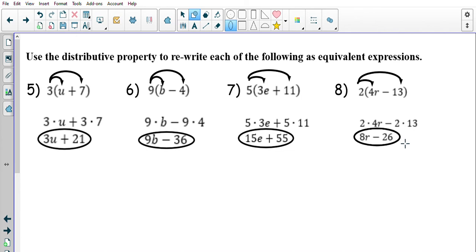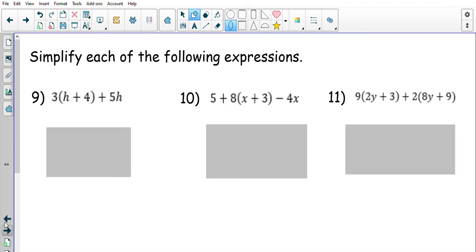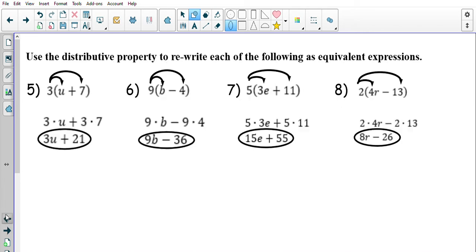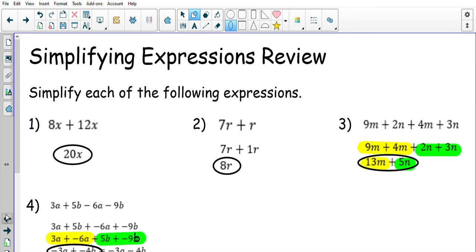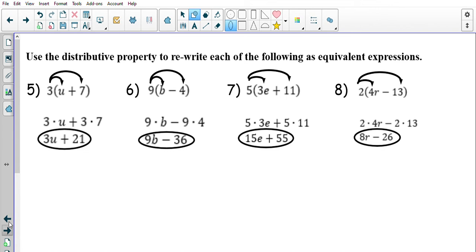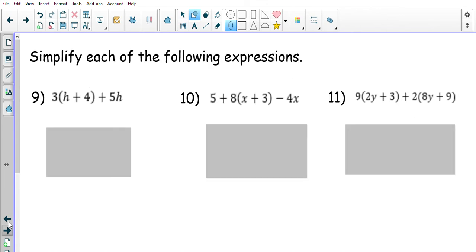Now, if you added the opposite on either of these, you might have 9b plus negative 36, 8r plus negative 26. That's fine. We are allowed to write them as equivalent expressions, meaning they're equal to each other, they're just written in different ways. The reason why this is important is numbers 9, 10, and 11, we now make things more complicated. So our first 3 questions, or first 4 questions, pretty straightforward. And we throw in some parentheses. Now we mix together 1 through 4 with 5 through 8 to get the last 3.